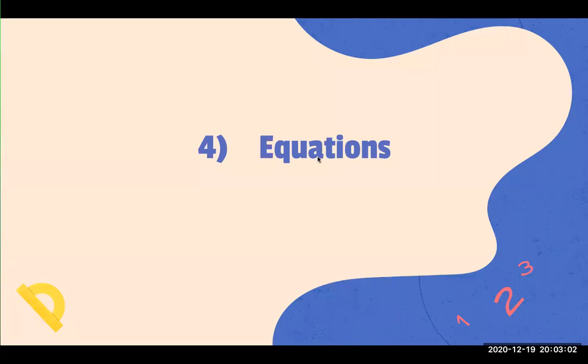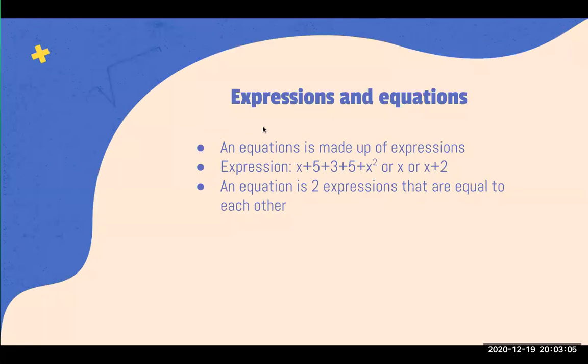So let's go on to equations. So this is the exciting stuff. So expressions and equations. An equation is made up of expressions that are equal to each other. So an expression is something like x plus 5, or x squared plus 3, or x plus 2. So this whole thing is an expression. This thing can be an expression, and this whole thing right here is an expression. Just x, it's an expression. Even though it's only a variable, it still can be called an expression.